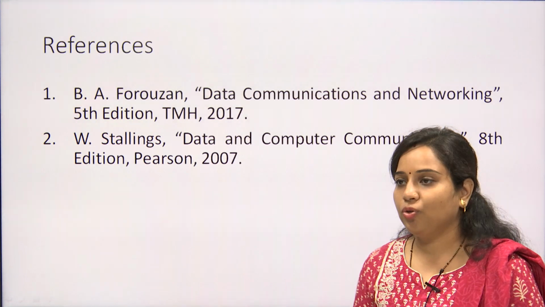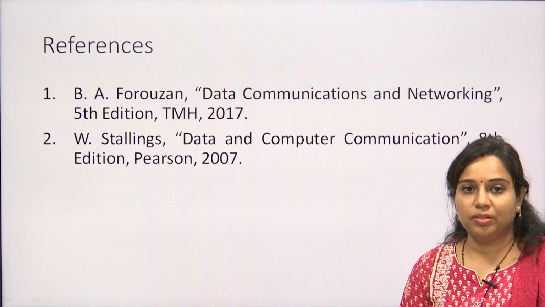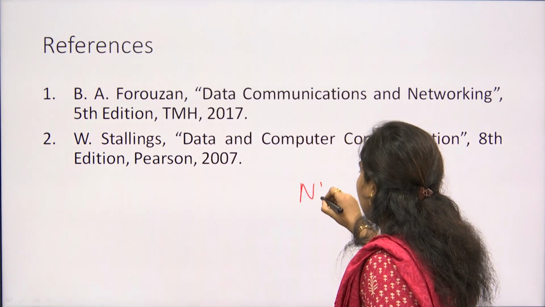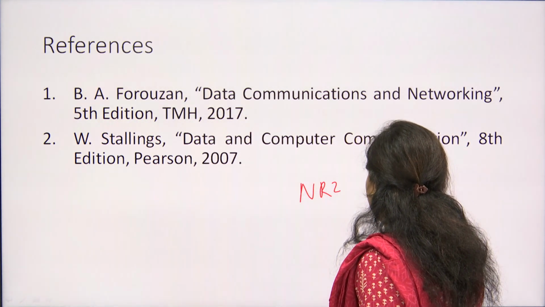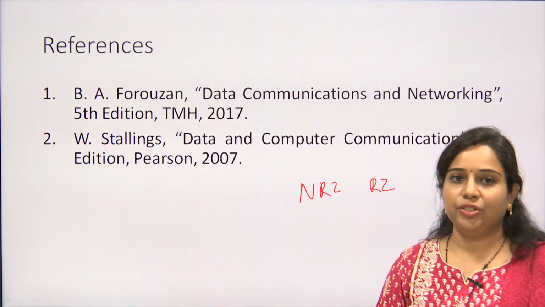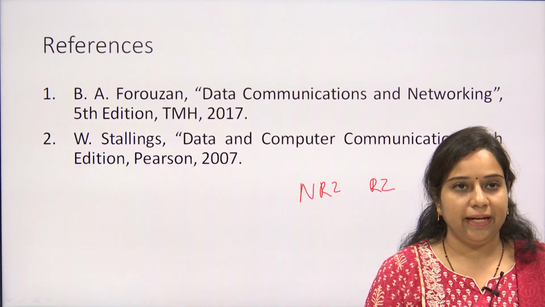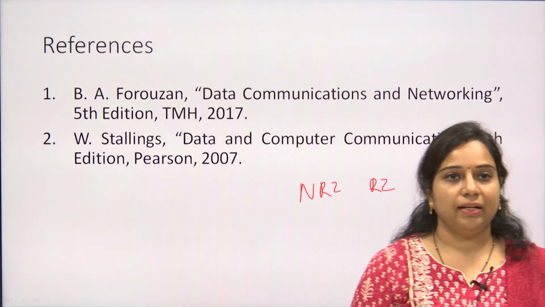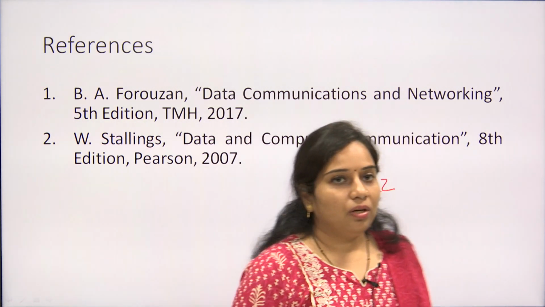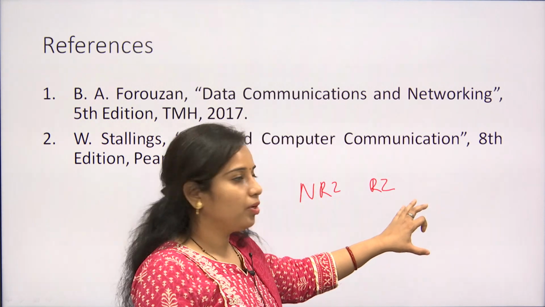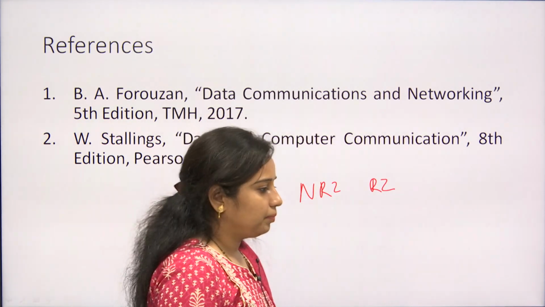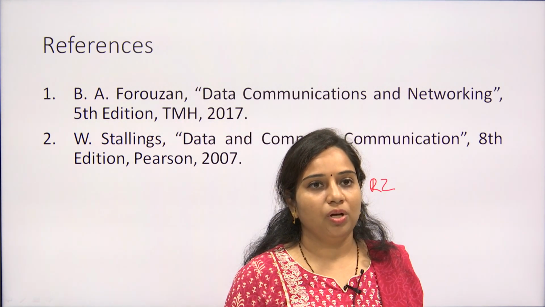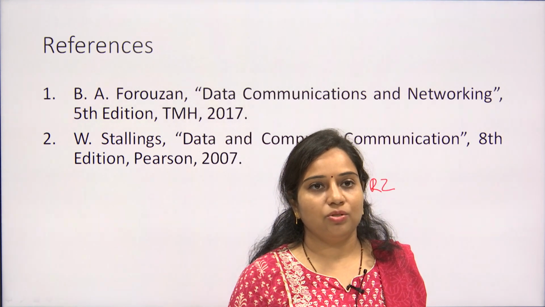So, this is the unipolar signaling. There are 2 types of unipolar signaling, NRZ and RZ, that is non return to 0 and return to 0. For the full bit duration, the same amplitude will be maintained, either plus V or minus V, and for the RZ, that is return to 0, only for the half bit duration the data will be transmitted. For the other bit duration, from TB by 2 to TB, the data will be 0 volt.